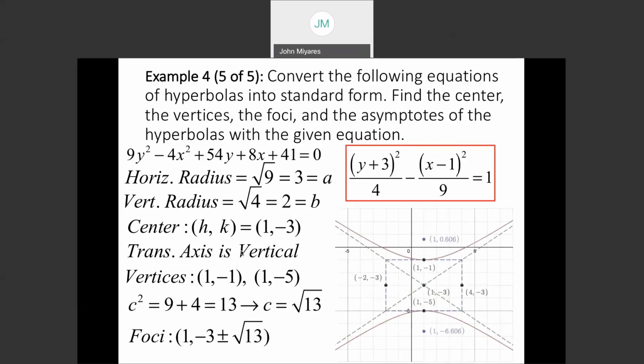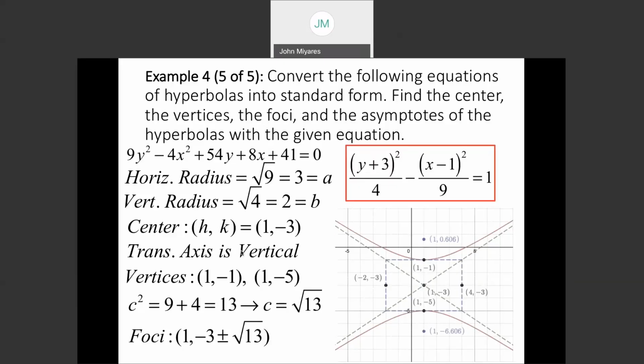At this point, we can sketch the graph like we did before. I'm not going to show it all step by step. But here you will see the hyperbola with all of the key properties. The center is at 1, -3. The vertices are at 1, -1 and 1, -5, while the covertices that help us construct the box are at -2, -3, and 4, -3.